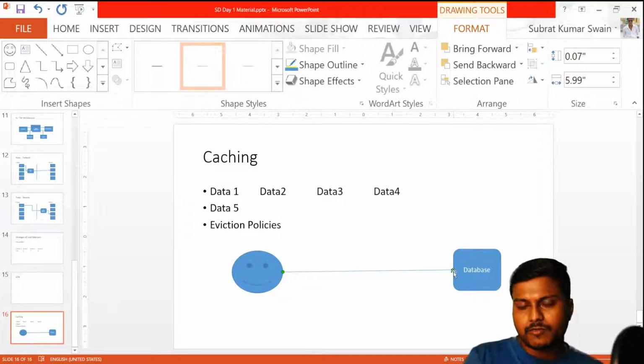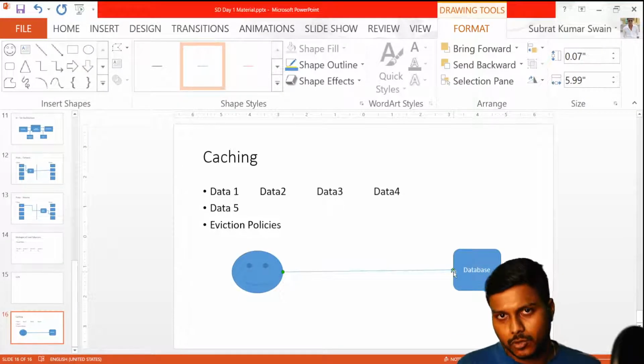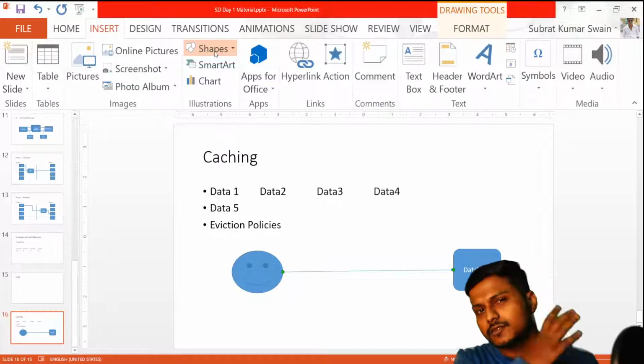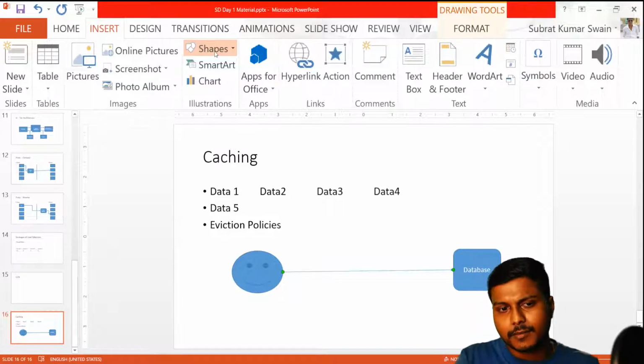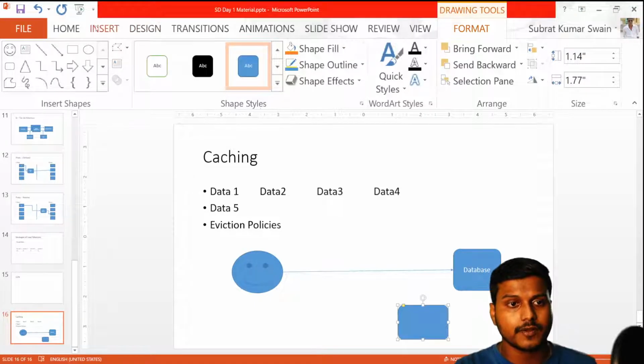Every time we put a request on the database, we are putting load on the database, and the process would be slower. So what the cache will do is come between the database and the user. Actually, it would sit behind maybe a service or an application, but for our purpose, I'm saying there would be a cache memory here.